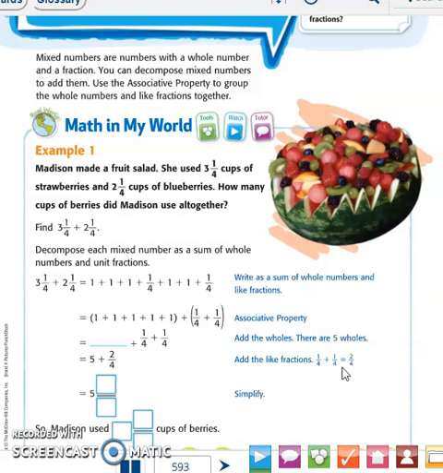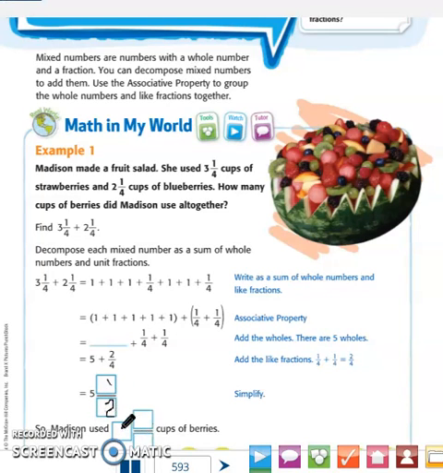So then they're asking me to simplify 2/4. Since 2 is half of 4, I know that the simplest form is 1/2. But you don't have to worry about that part. If you just put 5 and 2/4, that's also fine. So that's how that problem is solved.